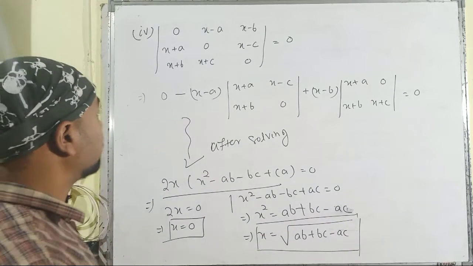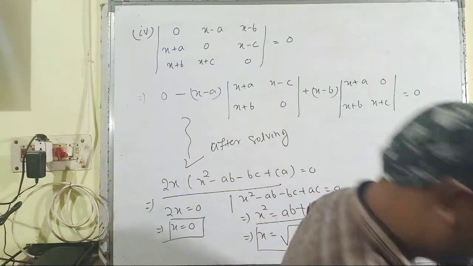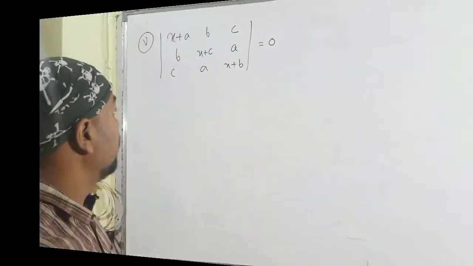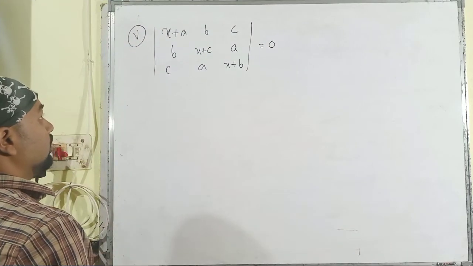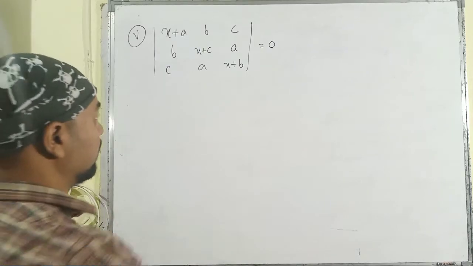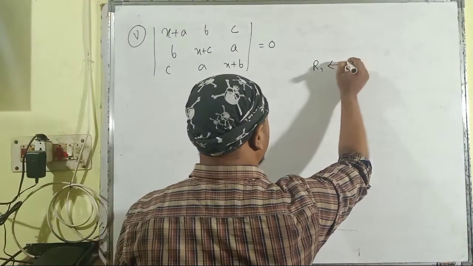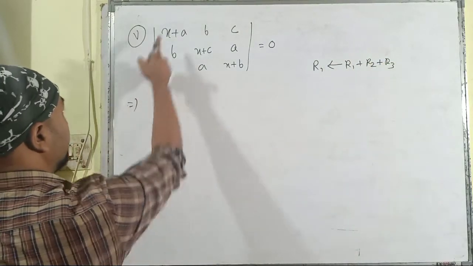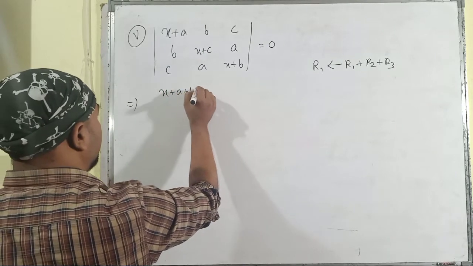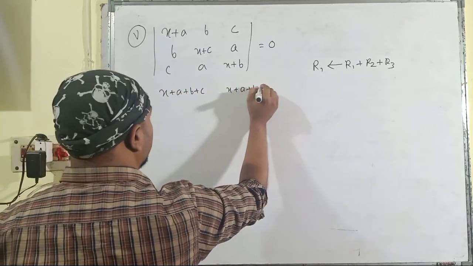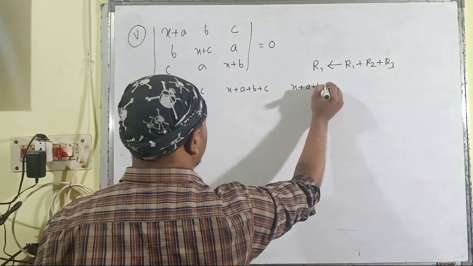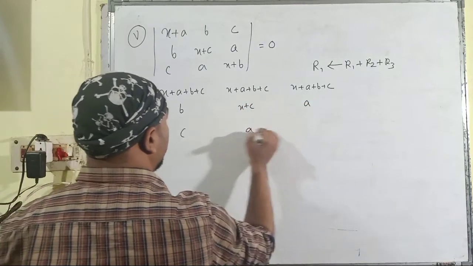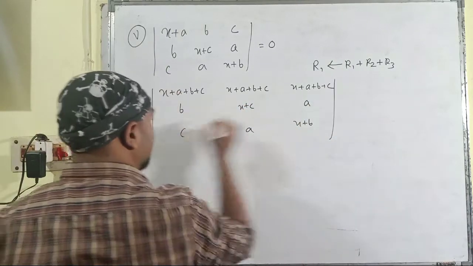Then proceeding towards the next problem, fifth bit. So here it is the fifth bit of number 4 and we have to find out the values of x here. Applying row 1 is replaced by row 1 plus row 2 plus row 3, you will get x plus a plus b plus c, then x plus a plus b plus c and here it is also x plus a plus b plus c. Then the remaining terms are b, x plus c, a, x plus b and it is equal to 0.